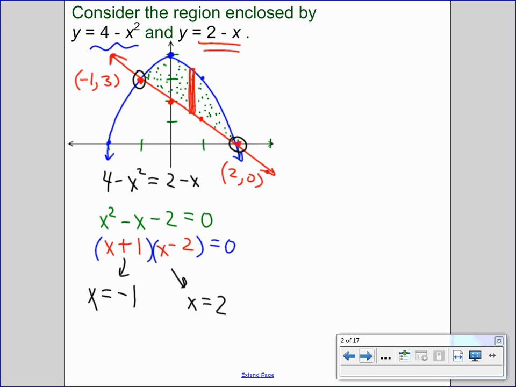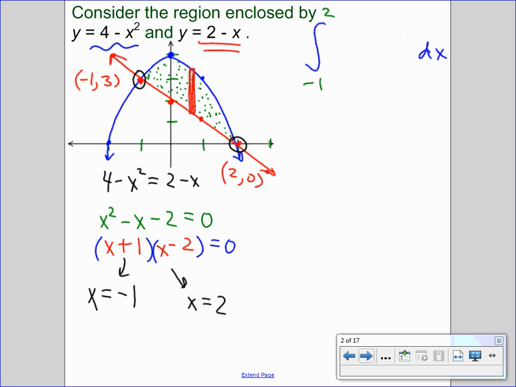If I'm going to set up a definite integral with respect to x, then I know I'm going to have x's in my integrand function. I know the values on my integral symbol, my limits, are going to be x values. So what's the leftmost x value of my region? Jake? -1, thank you. What's the rightmost x value of my region? Kobe? 2, thank you.